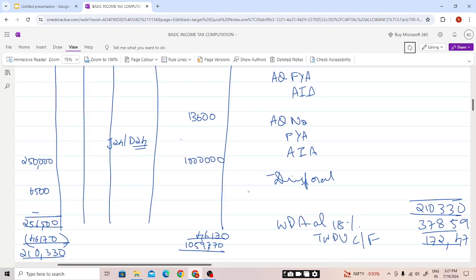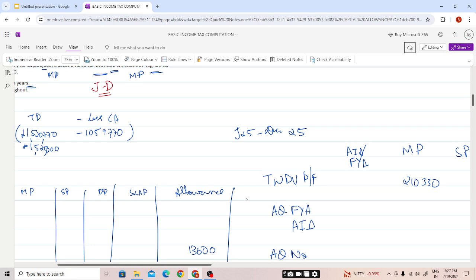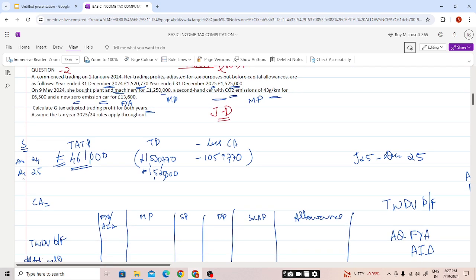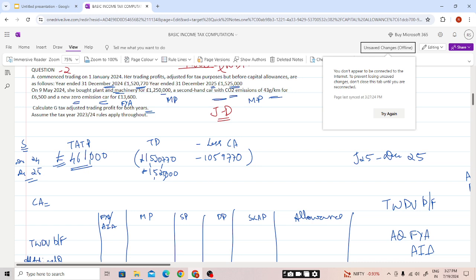This we can claim as the allowance. So this, students, is the allowance for the accounting period, not for the tax year, from January to December. So it will be 37,859. So the tax adjusted trading profit will be 1,487,141. I hope this is clear.